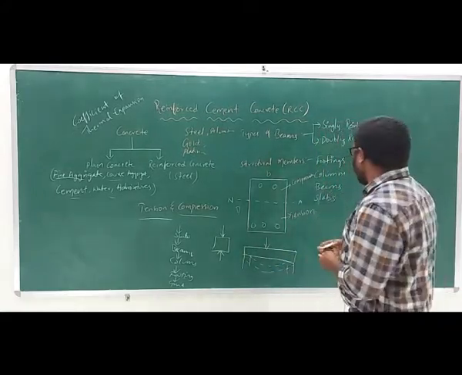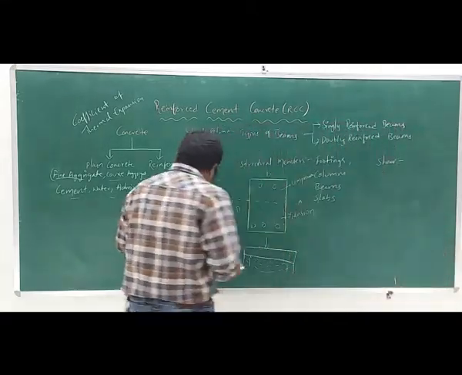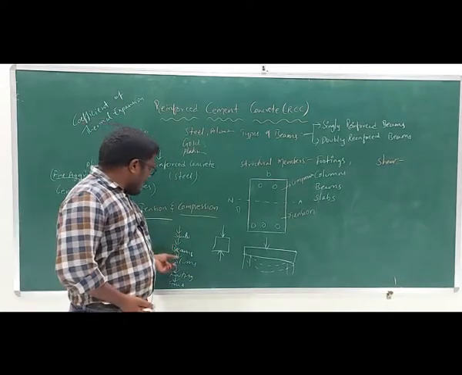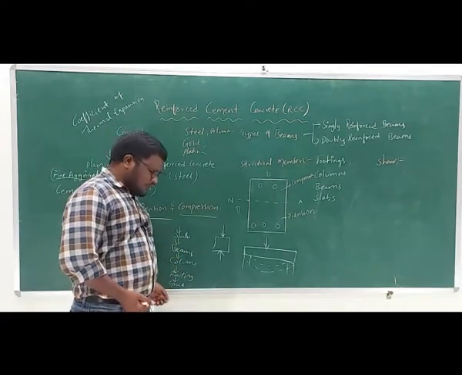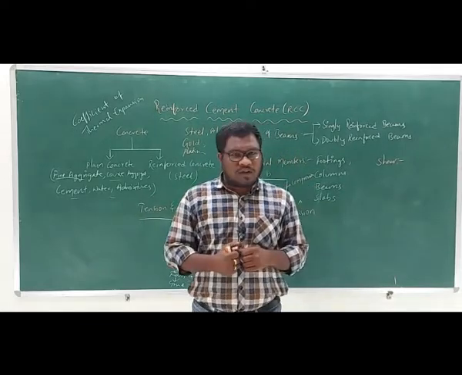ground surface. What happens here is, due to the action of load, that means slab load is acting on the beams and beams load is acting on the columns, columns to footing, footings to the ground. Each and every member should resist the load acting on them.